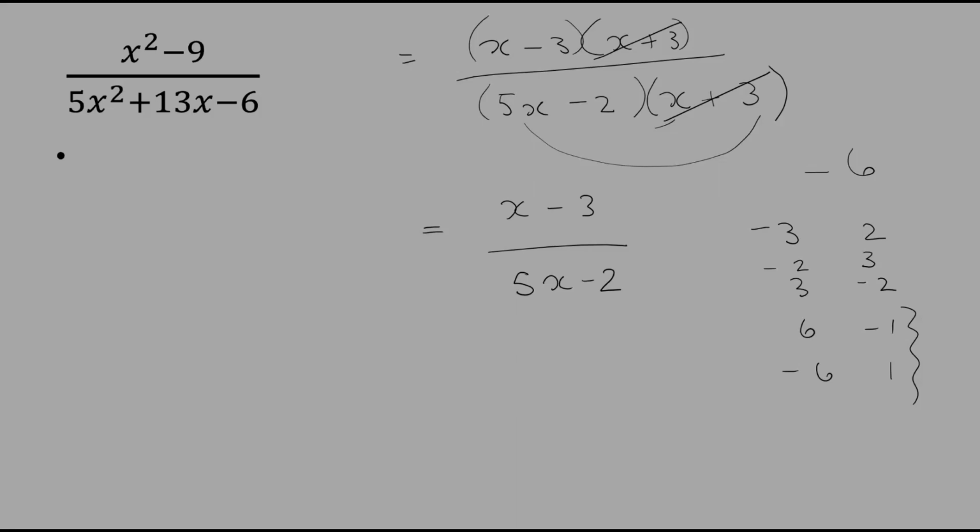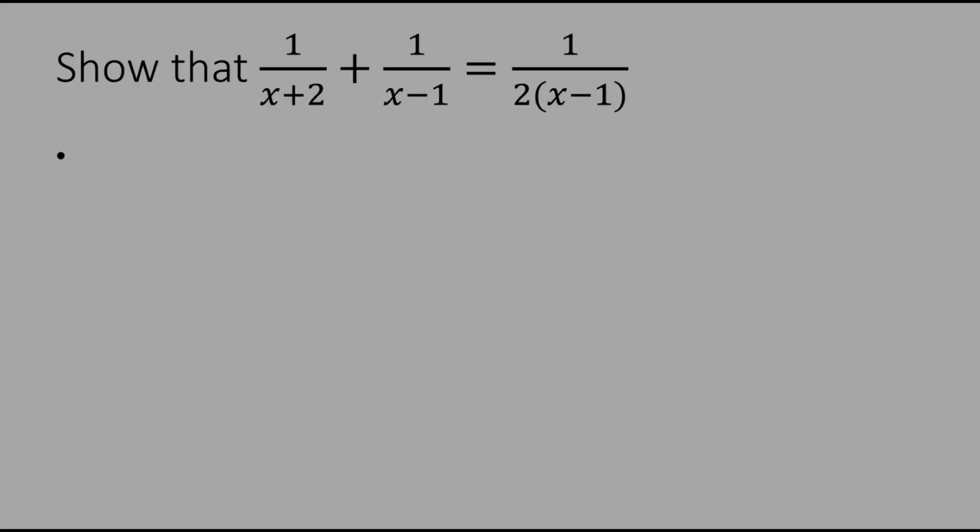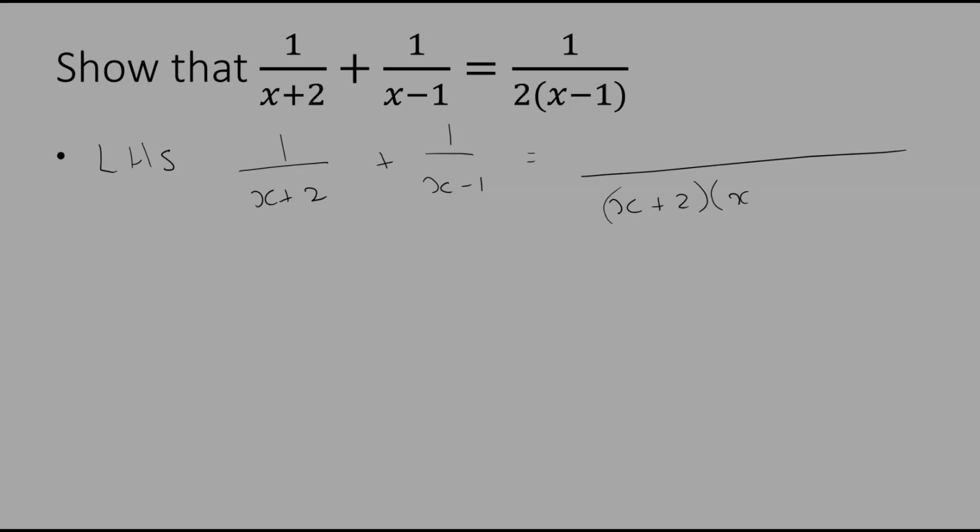And the last one is going to be a show that, or it could have been a prove that. I'm going to start with the left hand side because I can't really do a great deal with the right hand side. So my common denominator is going to be x plus 2 times x minus 1. A times d would be x minus 1 times 1 plus 1 times x plus 2.